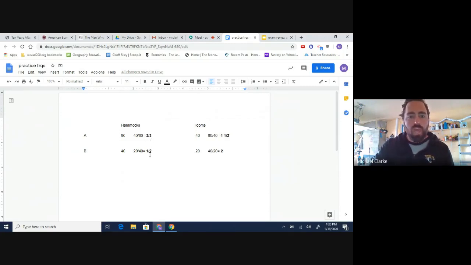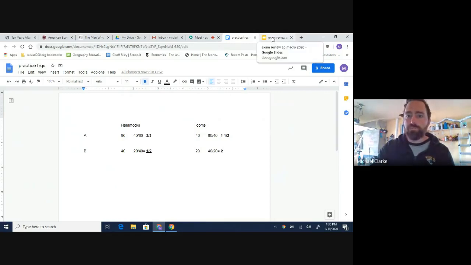So you go to 2 categories, and you pick the item or the opportunity cost that's lower. Here, 1/2 is less than 2/3. Here, 1.5 is less than 2. So country A has the comparative advantage in producing looms, and country B has the comparative advantage in producing hammocks. So if a question followed up and asked, what's the pattern of specialization? You would say that country B would produce hammocks and country A would produce looms.